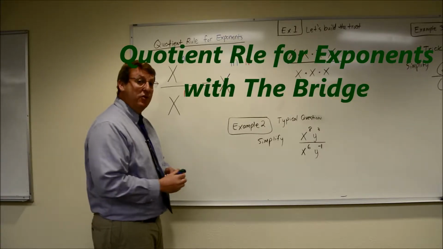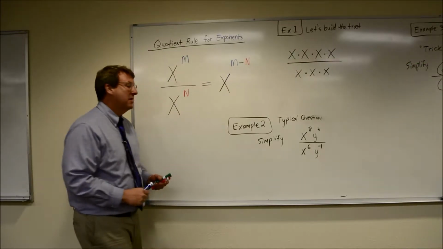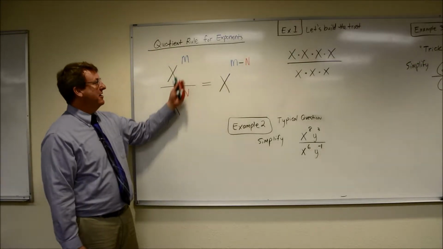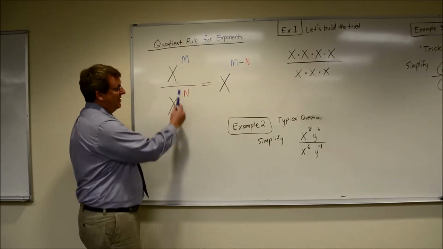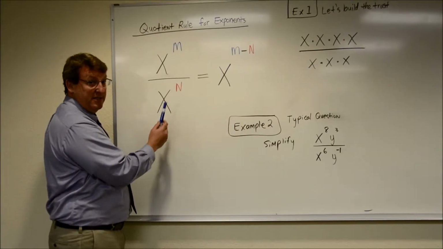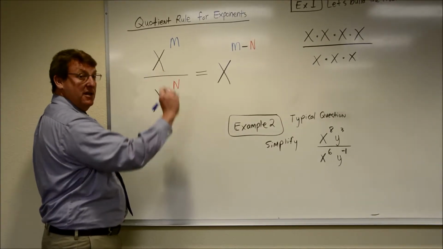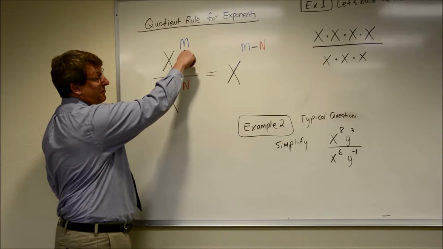Today I want to talk about the quotient rule for exponents. Let's do a refresher. Formula right here. Key thing to note is you have to have the same base for this to work. So x is the base. I call it the thing holding up the exponent.